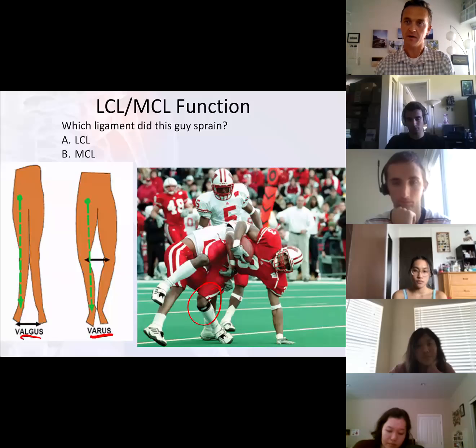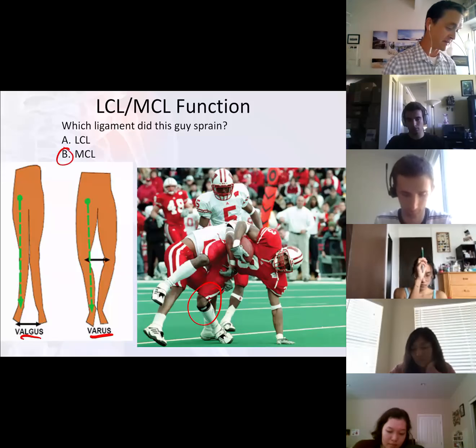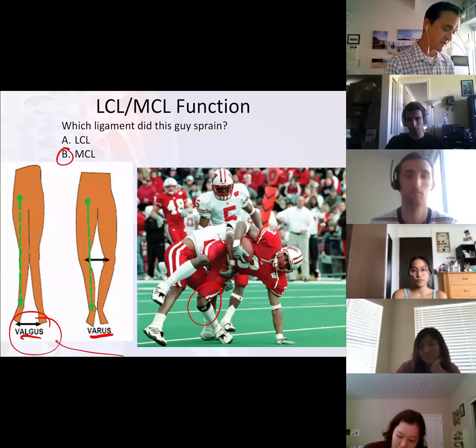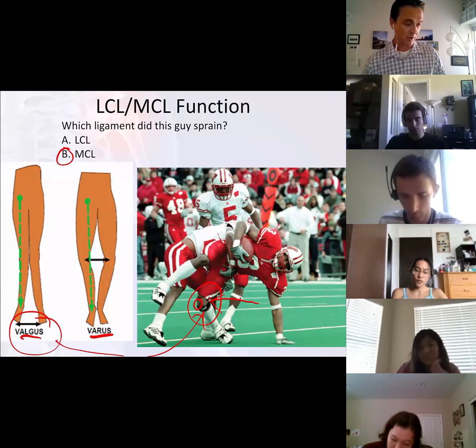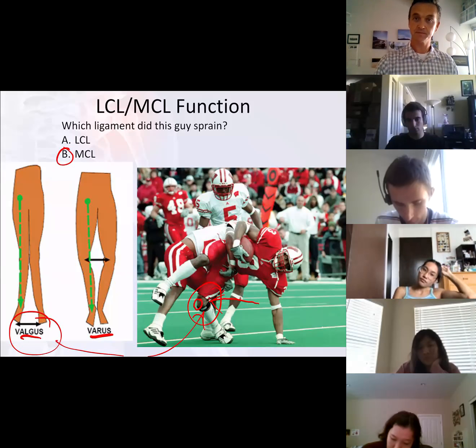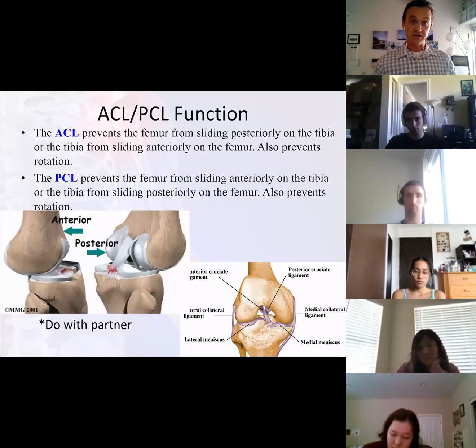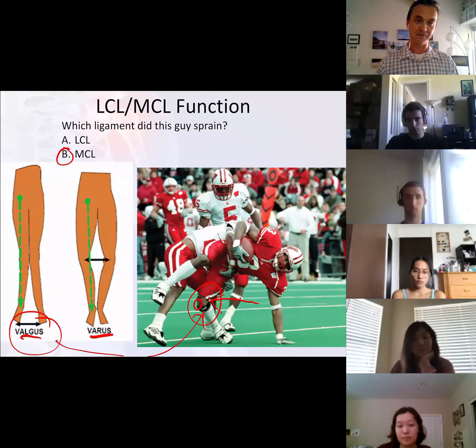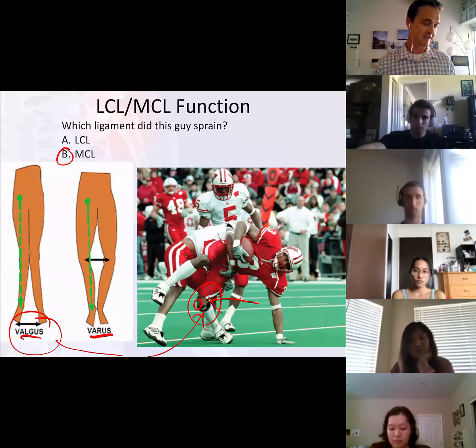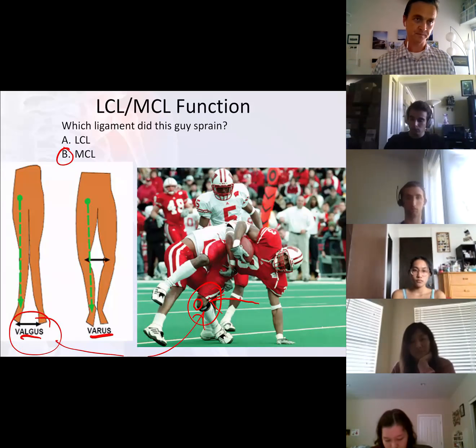Okay. All right. So let's see what you guys said. So most people are saying B, the MCL for sure. So that's definitely a valgus motion that we see there. Okay. So if there was somebody hidden, it would be coming from the outside and opening up the medial side and spraining his MCL for sure. Now, could he have torn something else? Most likely. He probably also tore his ACL and his meniscus doing that too, but for sure we see the valgus pretty clearly. But that's a pretty extreme valgus, so most likely got his ACL as well.